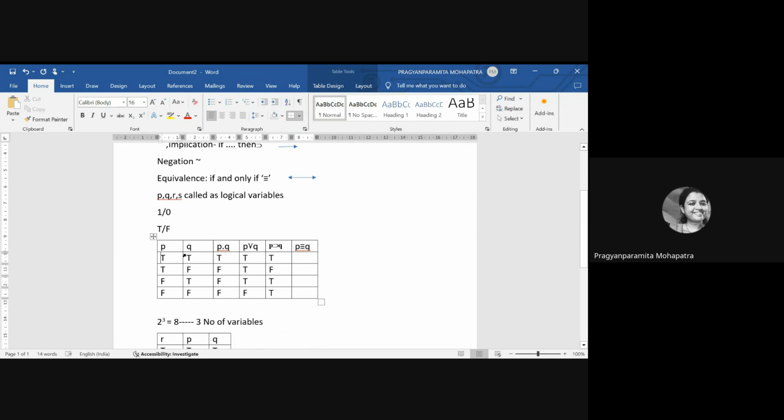So when P is true, Q is true, P equivalence Q will be true. So if P is true, Q is true, P equivalence Q will be true. Similarly, if P is false, Q is false, P equivalence Q will be true. Good. Otherwise, it is false.